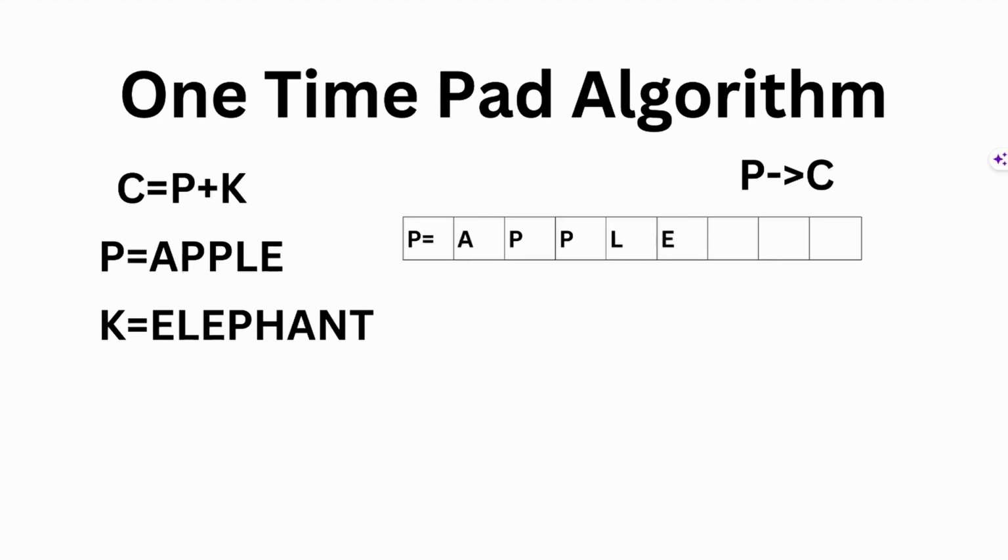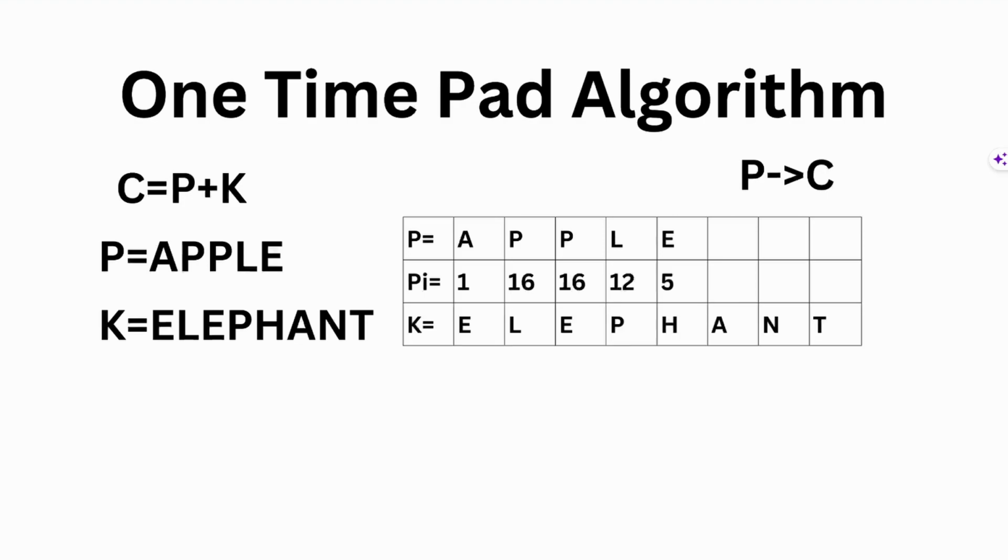Apple, each box has one character: A P P L E. The sequence number of A to Z is A means 1, P means 16, P means 16, L means 12, E means 5. I think you all understand this part. Now I need to add my key value. My key value is elephant. Now we need to convert it to numbers, the sequence number A to Z. The numbers are E means 5, L means 12, E means 5, P means 16, H means 8, and so on.